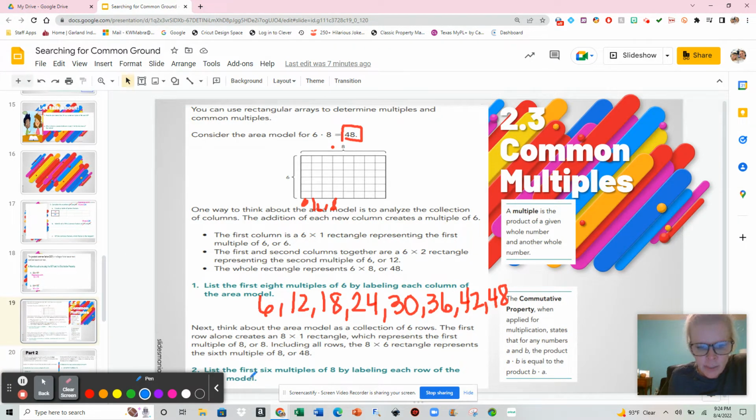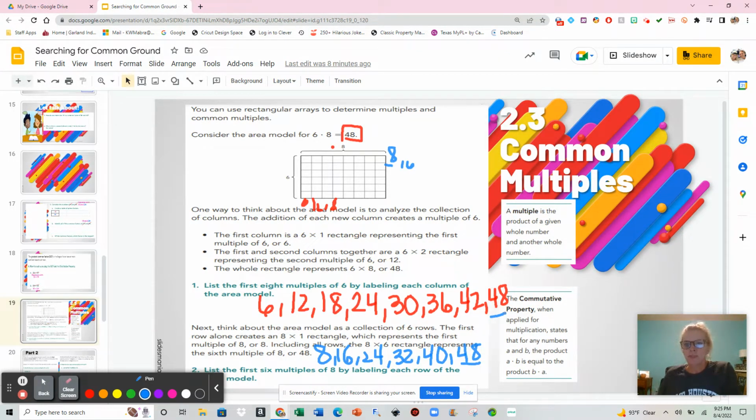All right, so the next one, number 2 down here on the same page, it says, list the first 6 multiples of 8 by labeling each row. So 8 times 1 is 8. 8 times 2 is 16. And I don't really have a lot of space here, so I'm going to do this down here for you guys. Kind of running out of space too. I'm going to put it right here. Is that okay? 8, 16. 8 times 3 is 24. 8 times 4 is 32. 8 times 5 is 40. And 8 times 6 is 48.